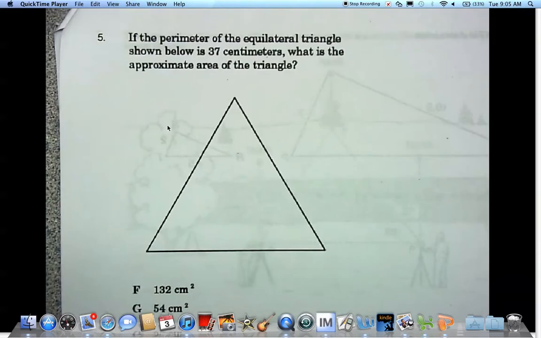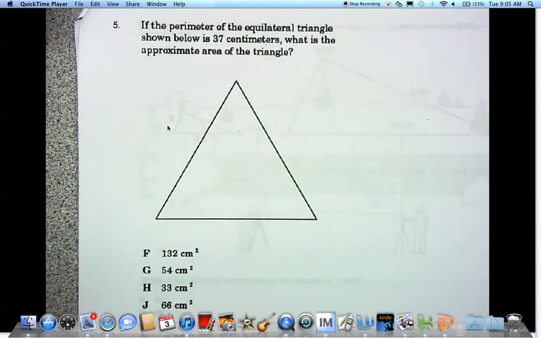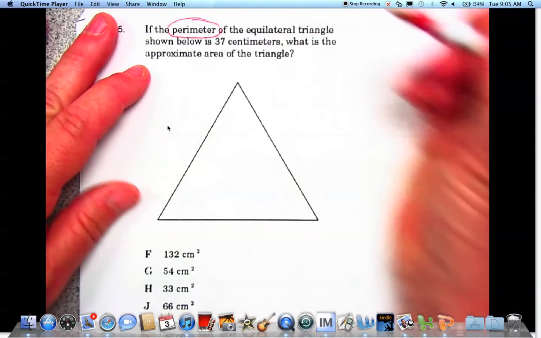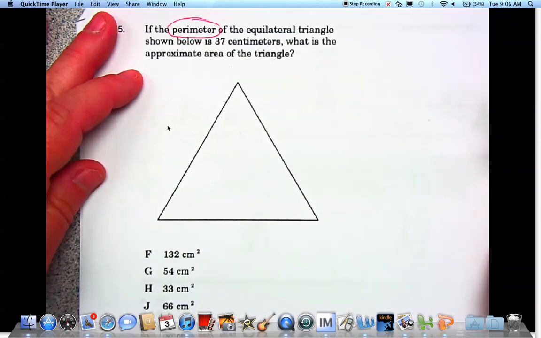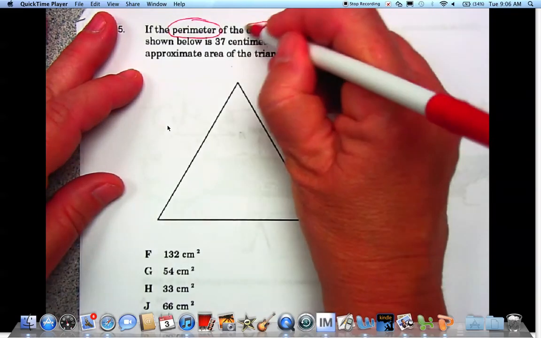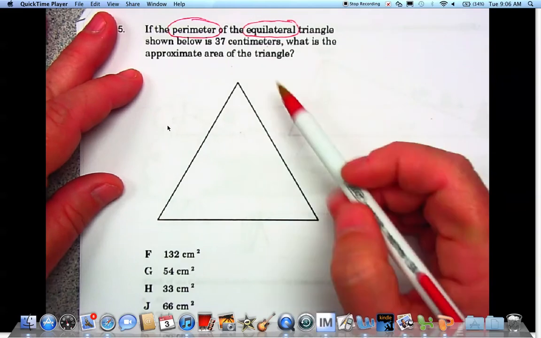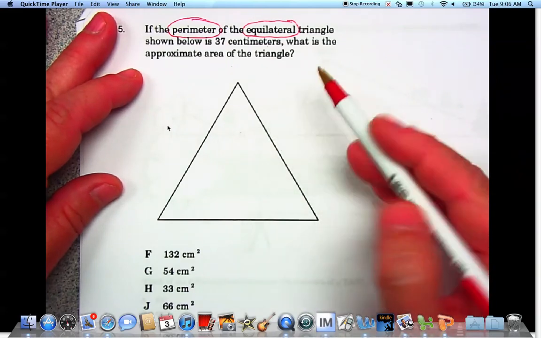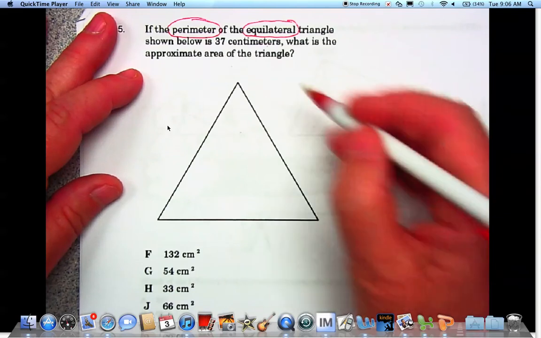Thanks, Matt. Okay, if the perimeter of the equilateral triangle shown below is 37 centimeters. Now, what's perimeter? The outside edge. How do you find the perimeter? Add all the sides. What's equilateral? They're all the same. So we have these 3 sides that are all the same, and they add up to 37.